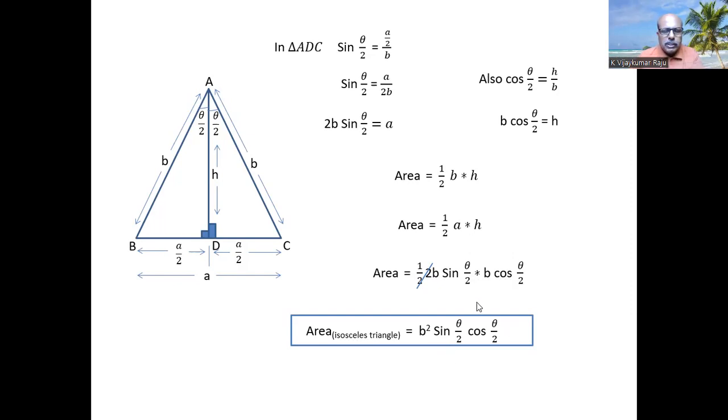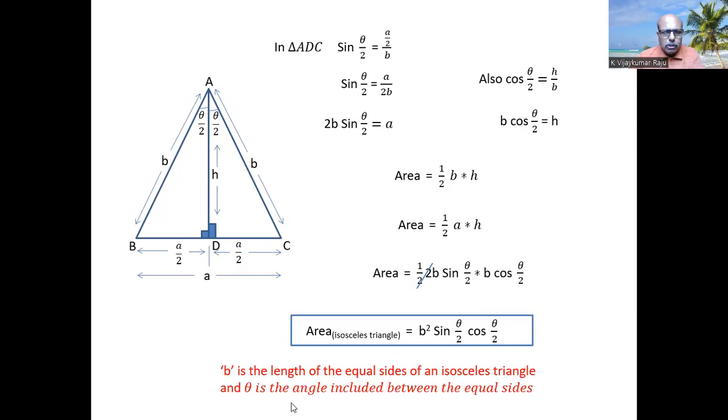Previously we have proved that the area is equal to half A into B into sine C. So how is this and that related? Now see the connection between these two. As a separate thing, I'm just taking up this case here. B is the length of the equal sides of the isosceles triangle and theta is the angle included between the equal sides. Let us consider these two and see how it is related to the previous formula.